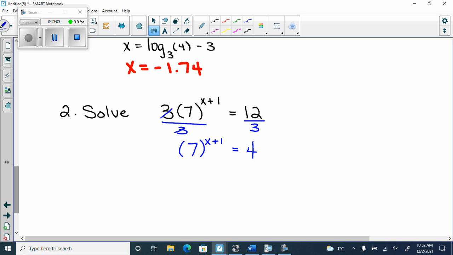Then I ask myself, can I make a common base between 7 and 4? My answer will be no. So then I have to go to my formula sheet. y equals a to the x becomes x equals log base a of y.